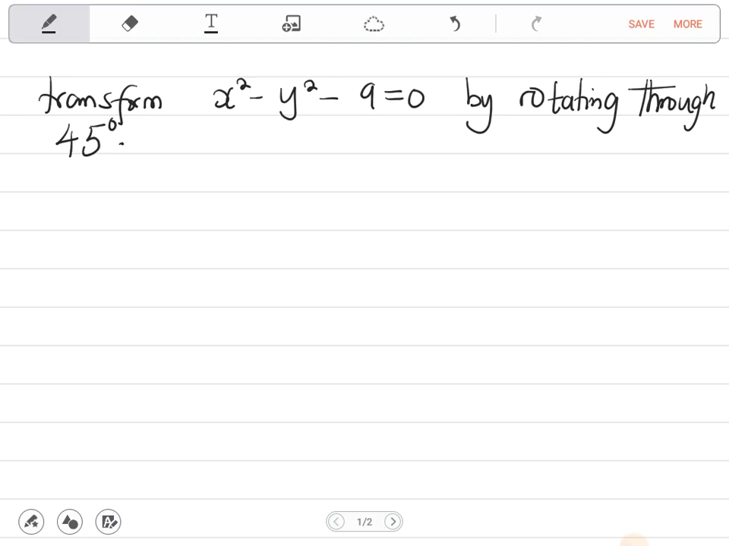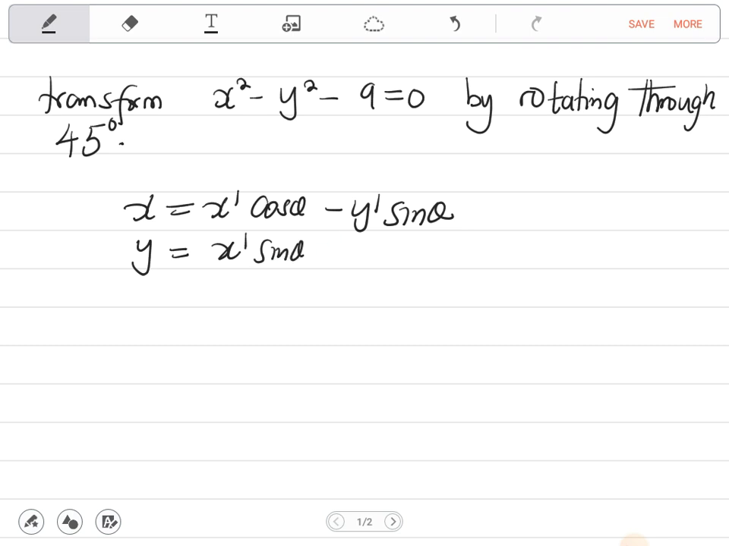We have the formula that governs us in rotating axis. So the first one is x equals x prime cos theta minus y prime sin theta, and the second one is y equals x prime sin theta plus y prime cos theta. These are the two equations that are going to help us rotate this. But the theta we are talking about, the angle, is 45.